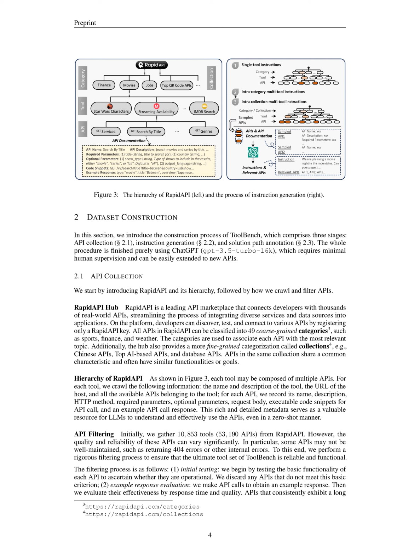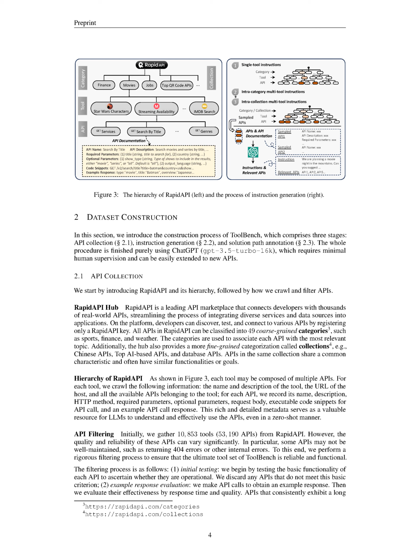Next, we made API calls to get an example response, which we evaluated based on response time and quality. We removed any APIs that consistently had long response times or provided low-quality responses, such as HTML source codes or other error messages. After this rigorous filtering process, we were left with 3,451 high-quality tools, 16,464 APIs.